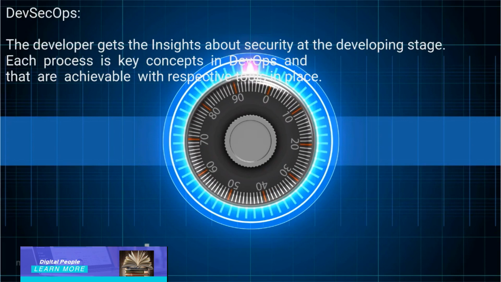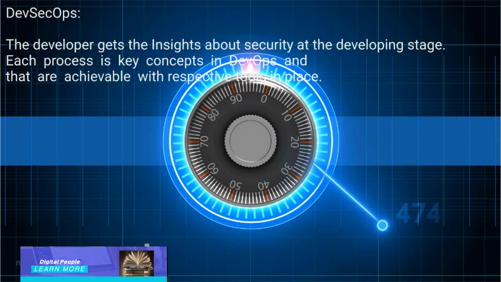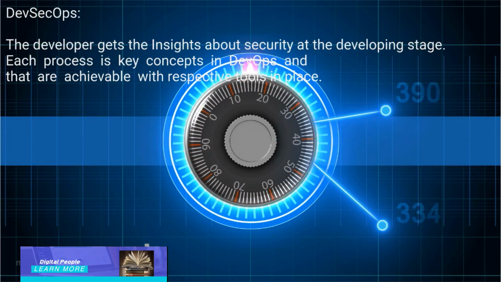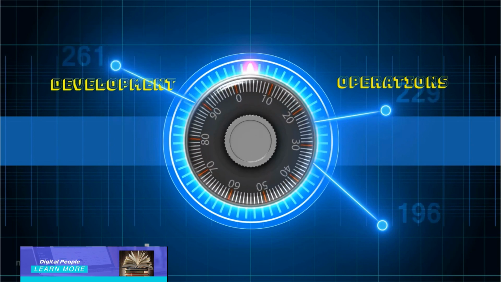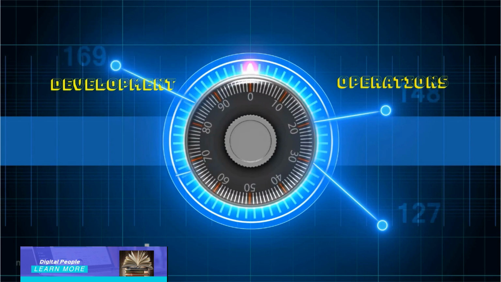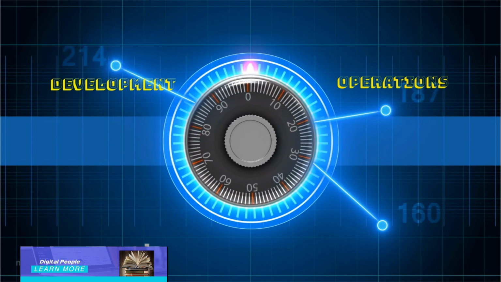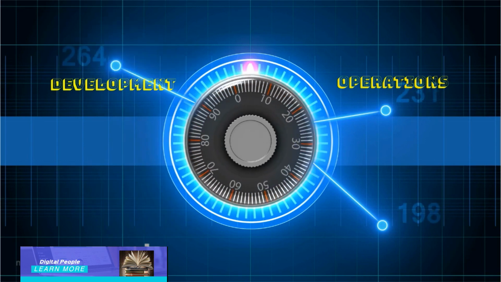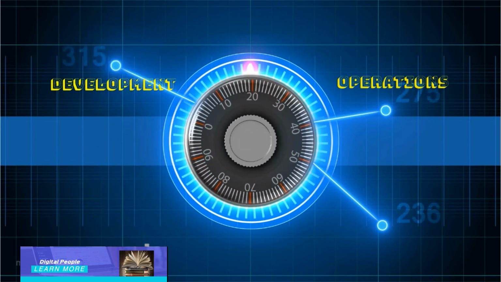DevSecOps. Among the key concepts of DevOps, security compliance is not negligible. There is another process called DevSecOps which talks about security as code. With the security process in place, it will ensure that the customer data or privacy of customer information are not left behind. With DevSecOps, the developer gets insights about security at the development stage.